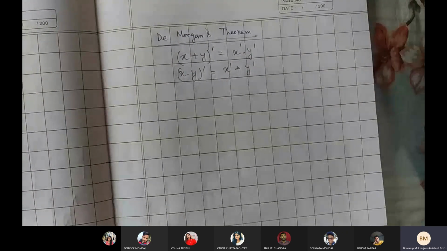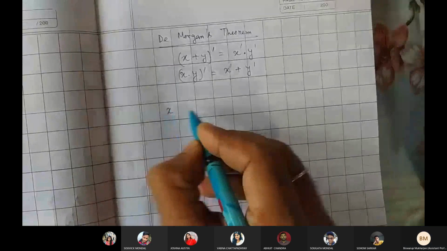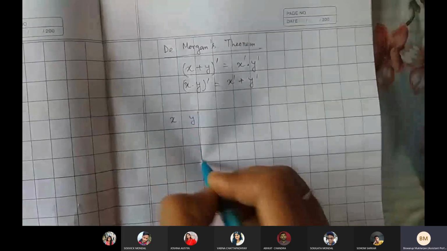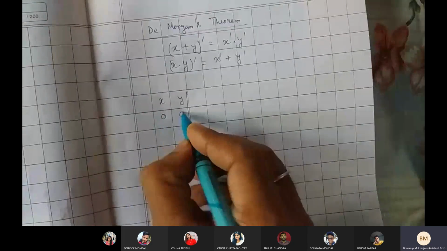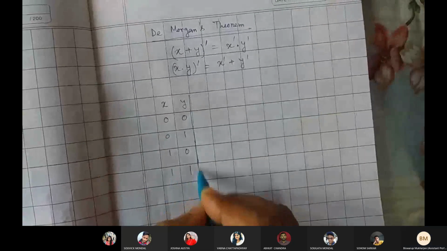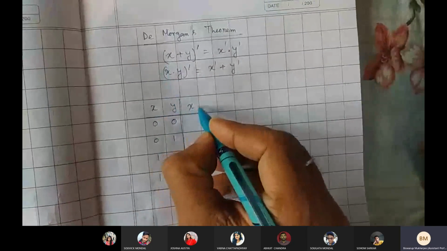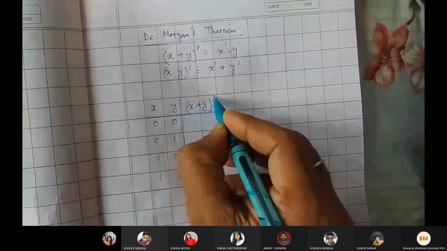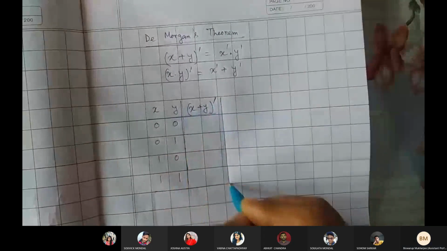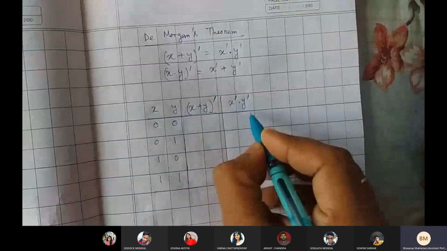So how to prove that one is a very easy thing. Just we put x and y values as input, so that can be 0 0 or 0 1 or 1 0 or 1 1, right? So we can have left hand side is (x + y) complement, right? And the right hand side is x bar dot y bar, right? So writing down that one.